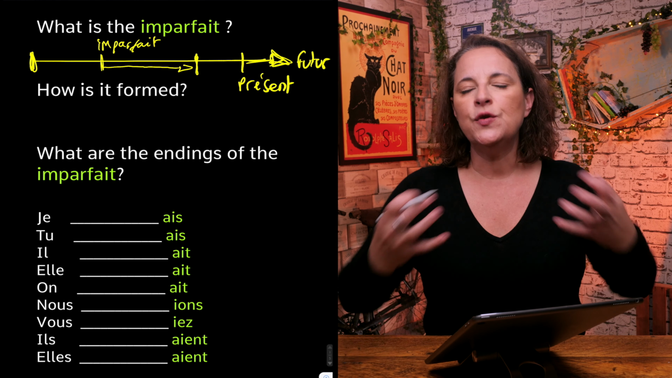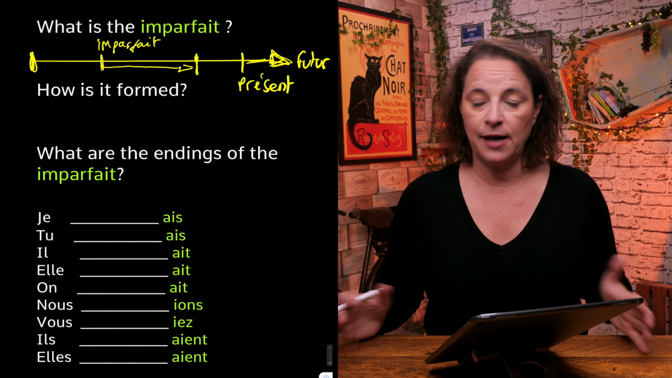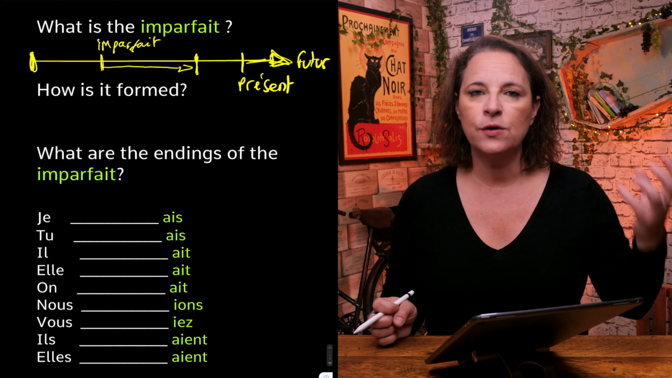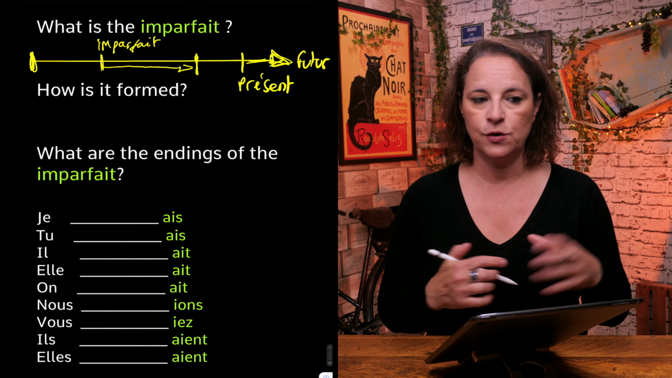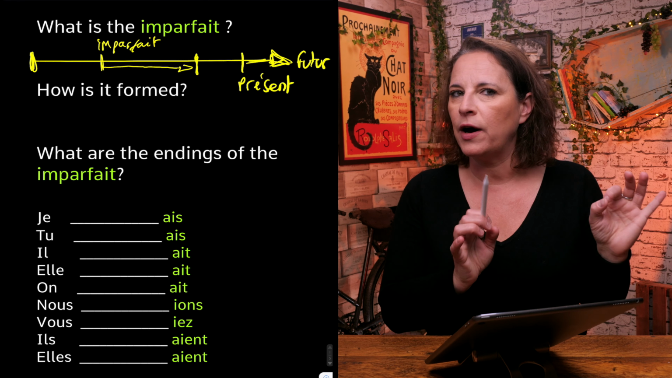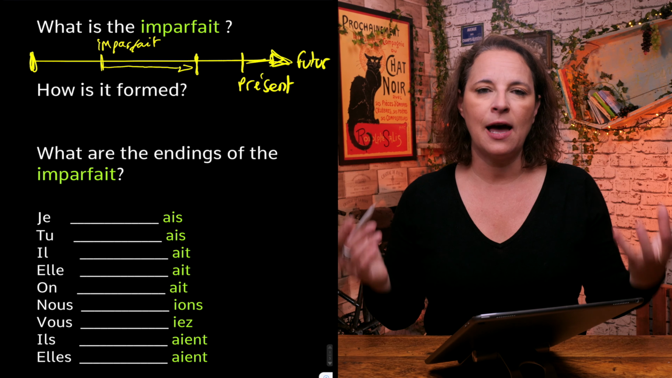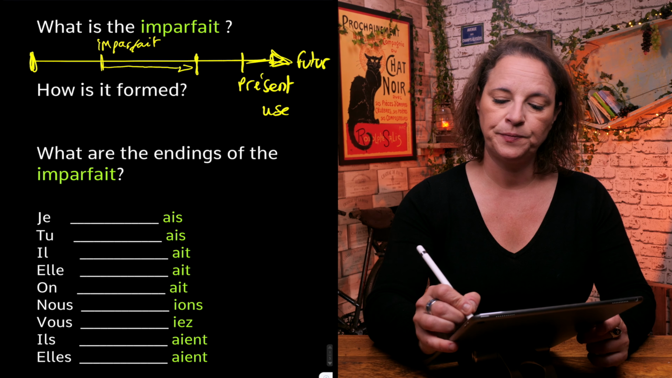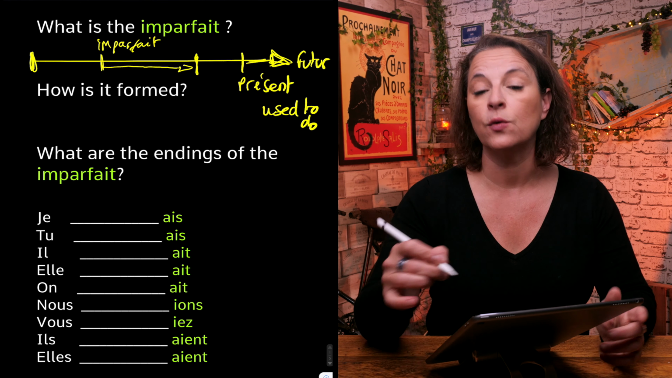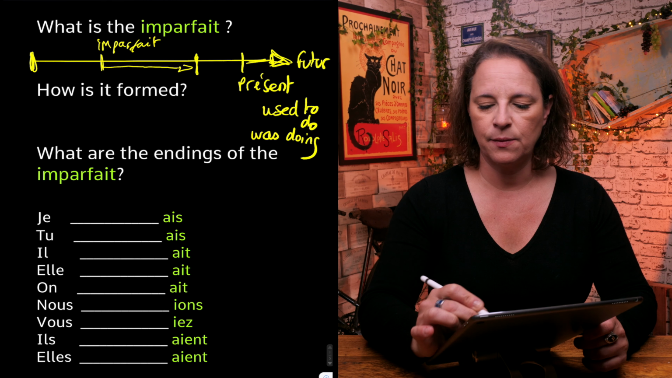So, it's a used to. I used to play tennis for 4 years. I used to play tennis every Wednesday, but I don't anymore. Or I was cooking when you arrived. So the was cooking means it's an action that started and carried on for a little while in the past, but was stopped because you arrived. So that's what the imparfait is. It's a used to do something, a habit, or was doing something.